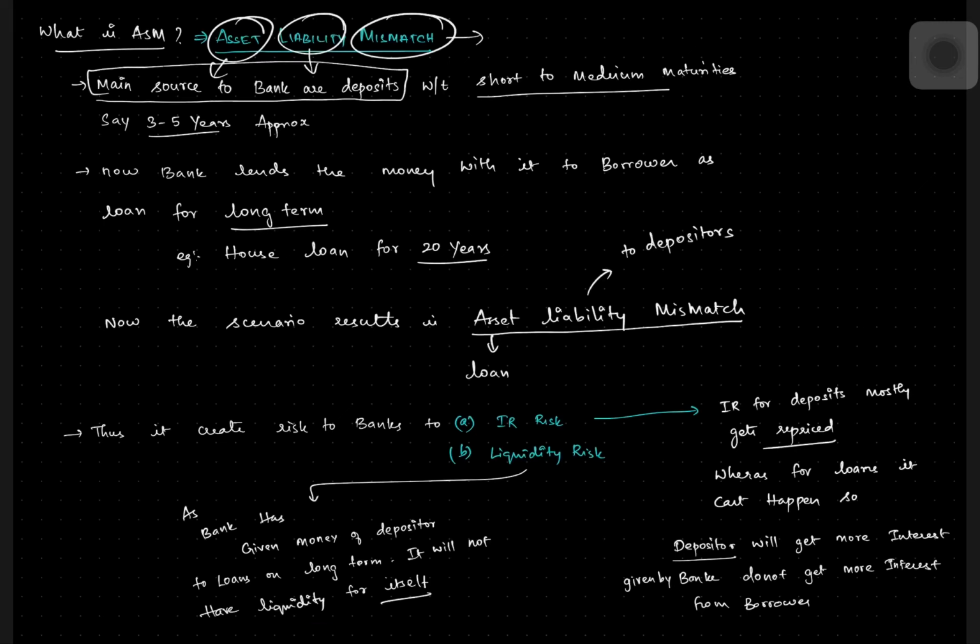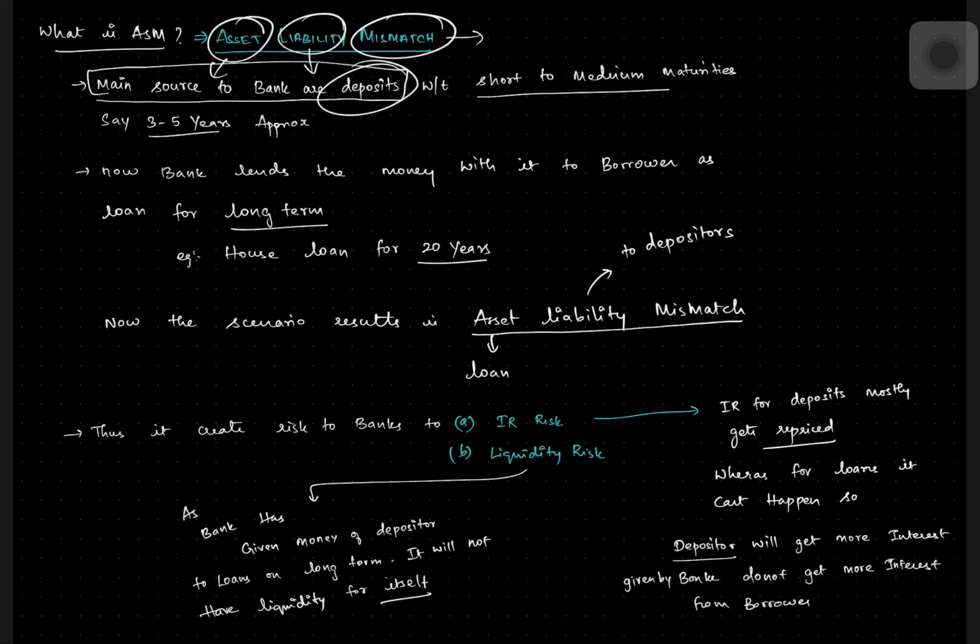So first thing to be noted, where do banks get money? They do borrow from RBI, but most of the revenue is from the people who keep their money with the banks as savings or as a fixed deposit or recurring deposits. So mostly it gets money from the deposits. Okay, so these deposits are short to medium term maturity ones.